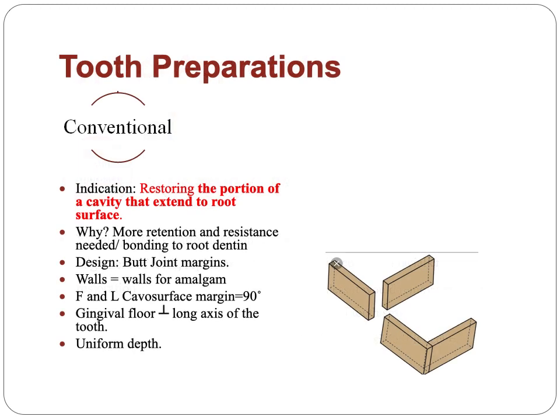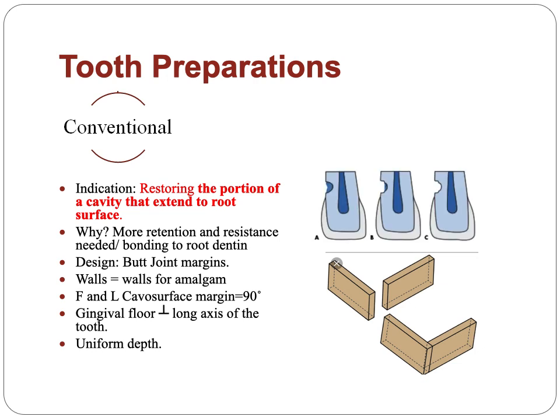Now for teeth preparation, usually we have three designs for preparation. The first one we call conventional design. This is usually used for class 3 and it's indicated for restoring the portion of a cavity that extends to the root surface. What we mean with conventional is the conventional design that we use for amalgam.